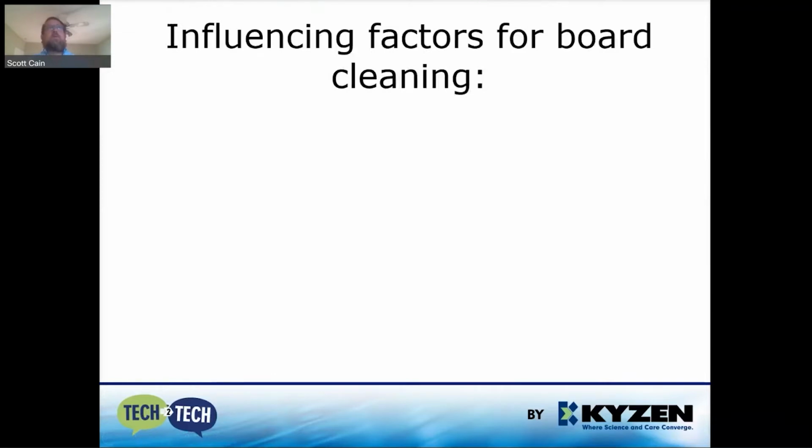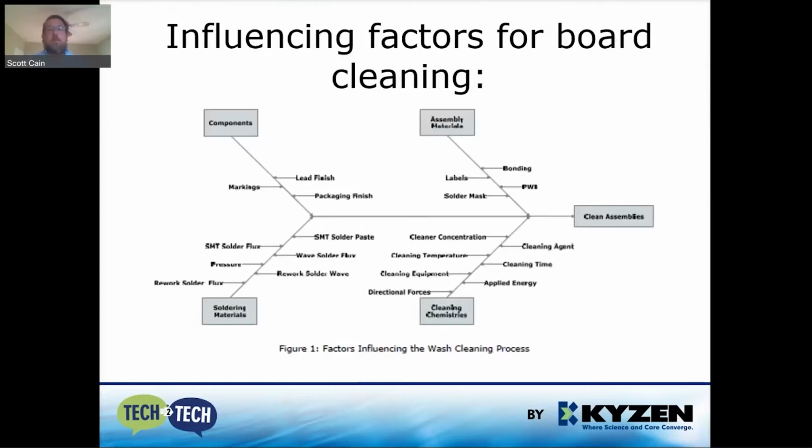One thing we need to keep in mind is that a lot of times when people say they're having problems with the cleanliness of their boards, they think it's the machine and the chemistry. While these are two very important factors, keep in mind that everything you see here, from your labels to your paste to your bonding to what's going on in the machine, your concentration of your chemistry, can all affect it. So if something changes upstream, we need to worry about that when we get to the cleaning part.